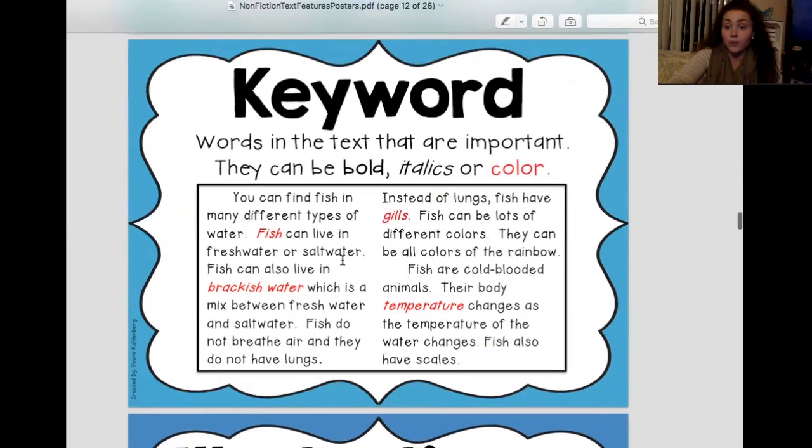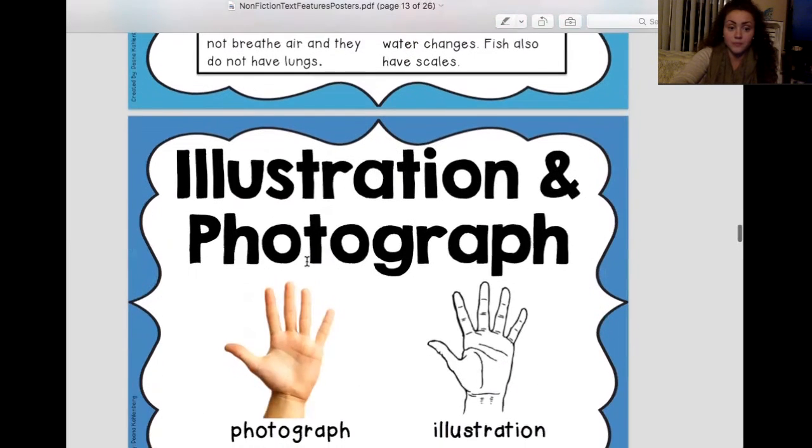Here's another very important one. The key words. They're usually bolded, italicized, or in color. Those are important words. They are clue words, or they are our definitions or our vocabulary words. In this case for Storyworks, they're going to be our vocabulary words.